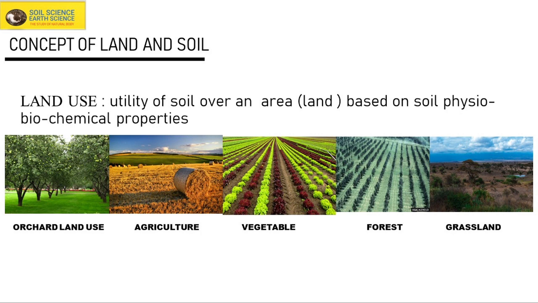The forest land use covers forest trees having high organic matter accumulation over a period of time. And the last one is the grassland land use, having low fertility status and undisturbed land, which is unsuitable for cultivation.